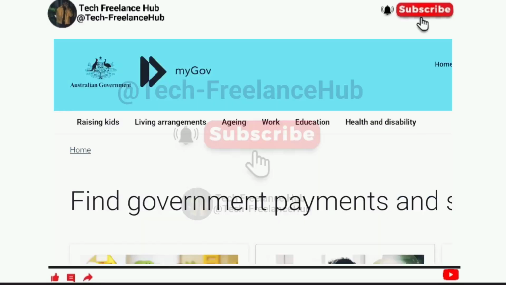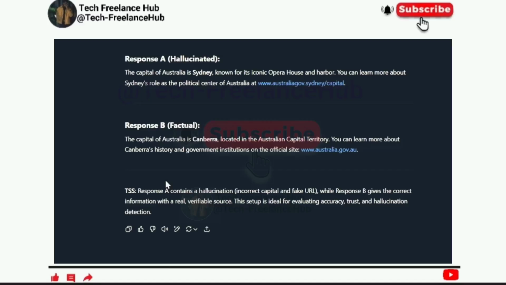Okay. And then to sum things up here, we would say response A contains a hallucination. The hallucination being it's an incorrect capital and a fake URL. The URL does not actually work. We would also say response B gives the correct information with a real, verifiable source. And government sources are usually some of the best trusted sites out there. So that's always good to note as well. You always want to mention response A and response B, what's good with them, what's bad with them.